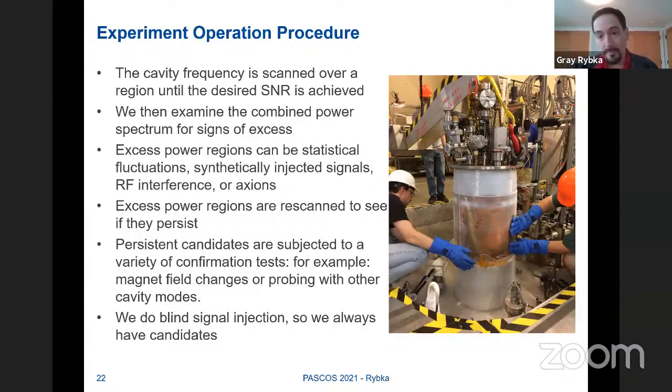And if the bump is still there, we call it a persistent candidate, and we have a series of tests to see if it's an axion. And we always have these bumps because we have blind signal injection. I'll talk a little bit more about that because we've got a good one coming up here.